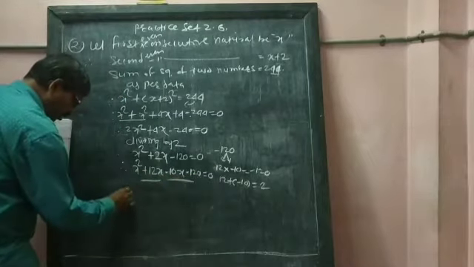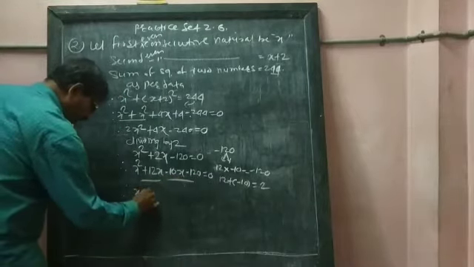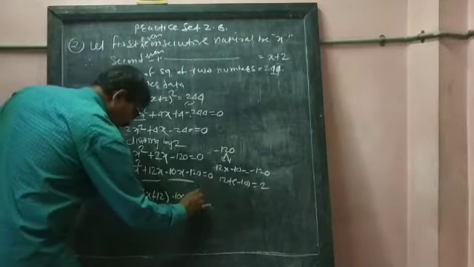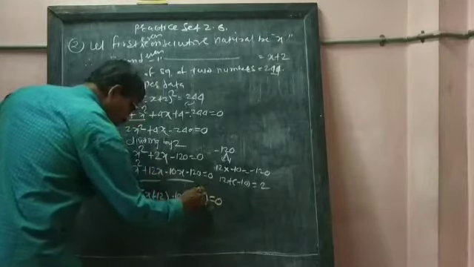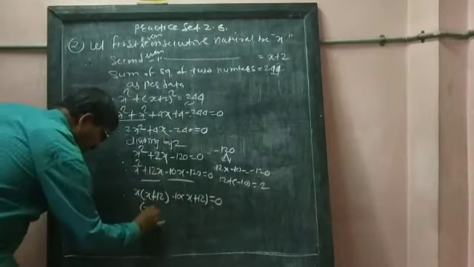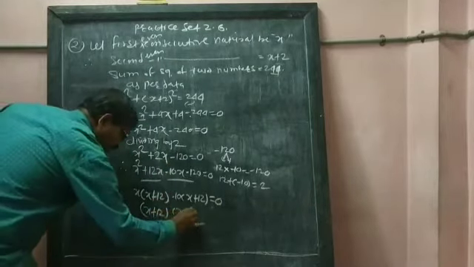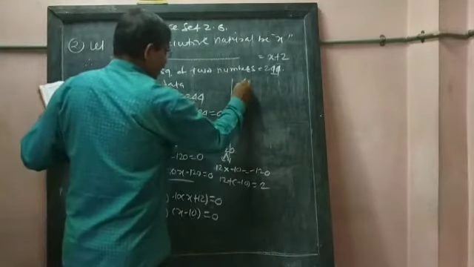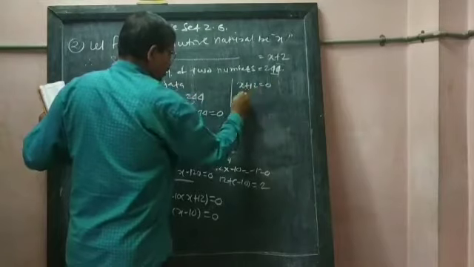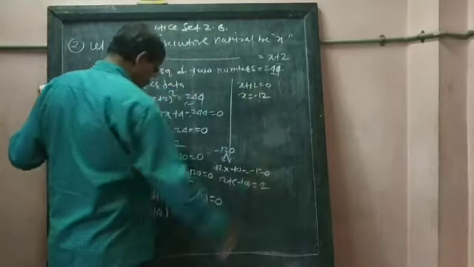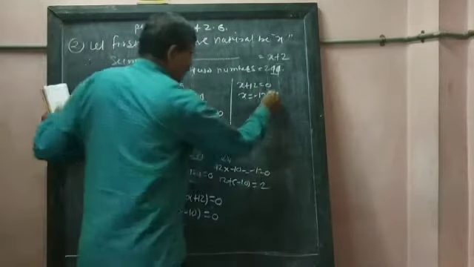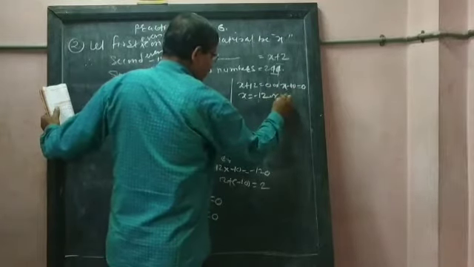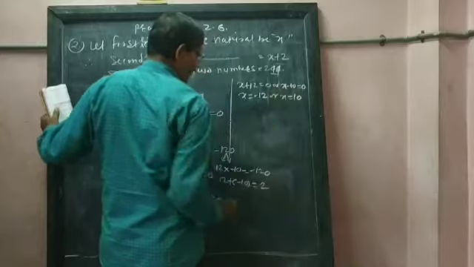And now from it you should take x common: x plus 12, and from the rest minus 10 is taken common, x plus 12 is equal to 0. Thus x plus 12 and x minus 10 is equal to 0. Now here I will take x plus 12 is equal to 0. It means x is equal to minus 12, or x minus 10 is equal to 0. Therefore x is equal to 10.